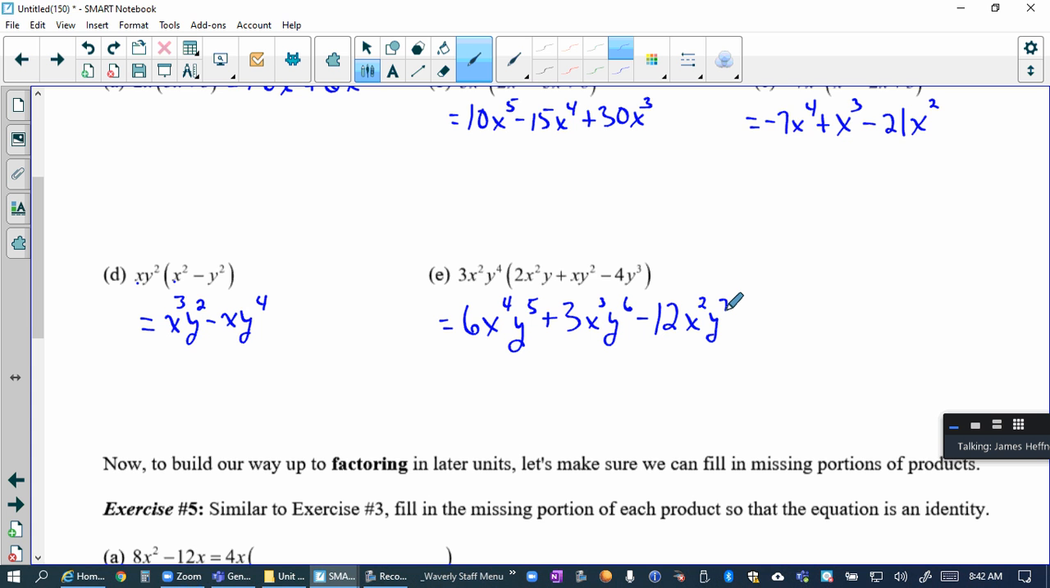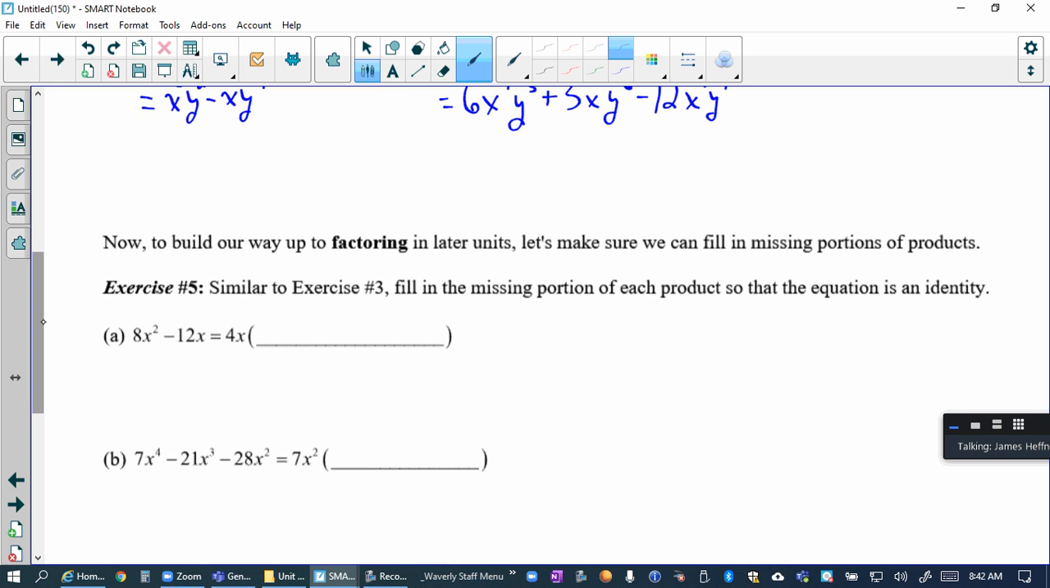Okay. All right, so down here, we're going to switch gears and go backwards again. We're going to do some factoring. The way they word this in exercise 3 is to fill in the missing portion so that the equation is an identity. In other words, so that the equal sign here is true. In this first example, we take that expression and factor out a 4x, and what will be left? So what's this divided by 4x? 8x squared divided by 4x leaves us with what?